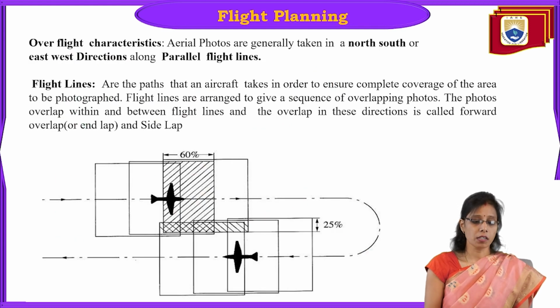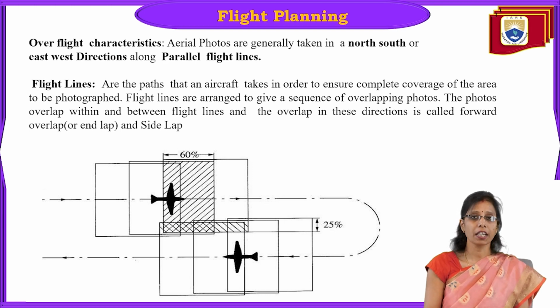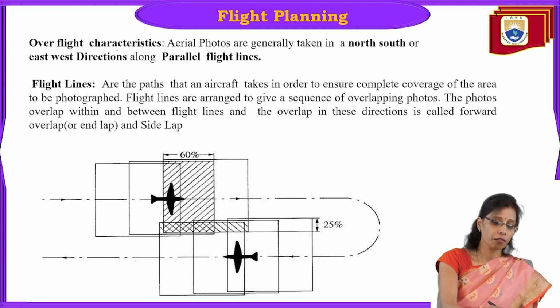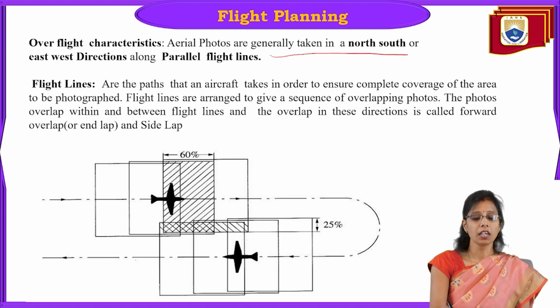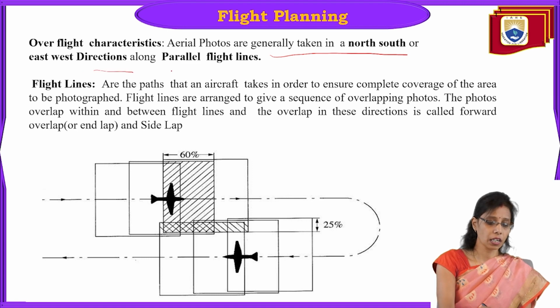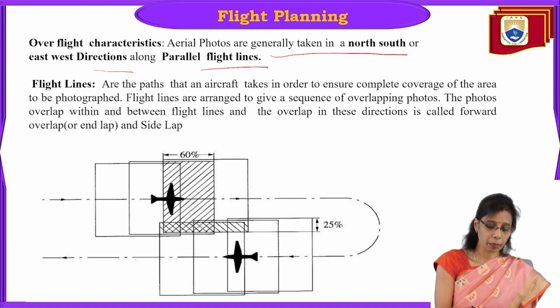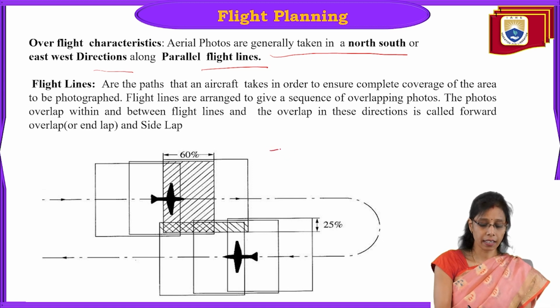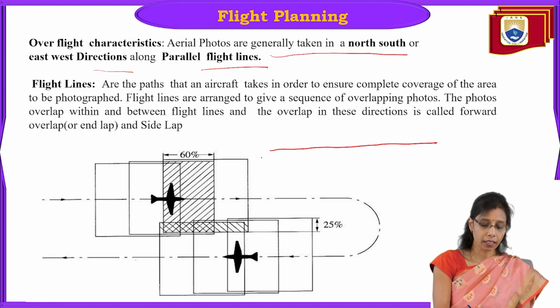Flight planning is like a plan given to the pilot to cover an area from one direction to the other direction. If we see the flight characteristics, aerial photos are generally taken in a north-south or east-west direction along parallel flight lines. First of all, let us understand what a flight line is. A flight line is a line decided for the pilot which goes either from north to south, east to west, or west to east.